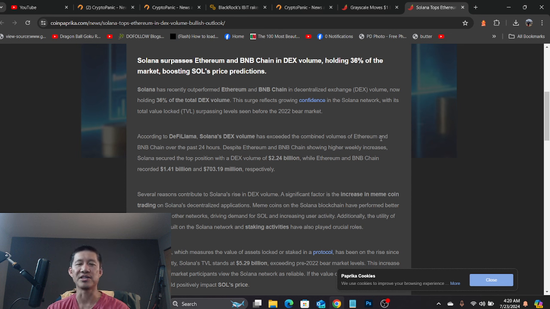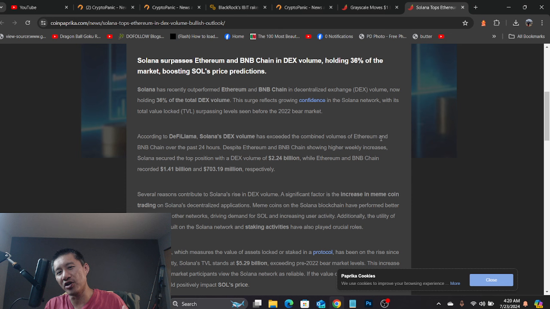According to DeFi Llama, Solana's DEX volume has exceeded the combined volumes of Ethereum and BNB chain over the last 24 hours. Despite Ethereum and BNB showing higher weekly increases, Solana secured the top position with a DEX volume of 2.24 billion, while Ethereum and BNB chain recorded 1.141 billion and 703.19 million. So Solana's volume is greater. Doesn't mean necessarily its value is greater, but the volume is greater. There's more activity on Solana, it seems like, than on both Ethereum and BNB.